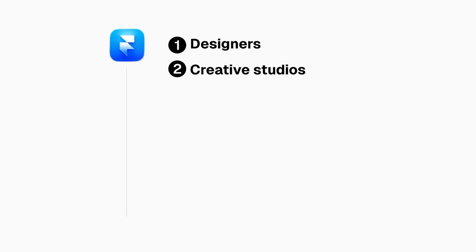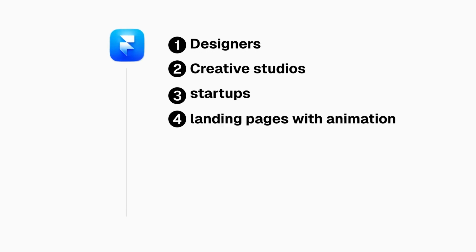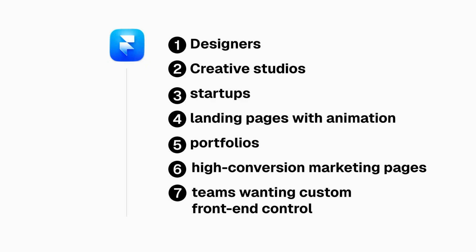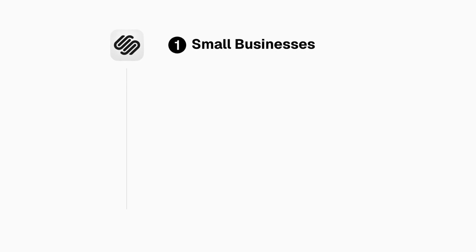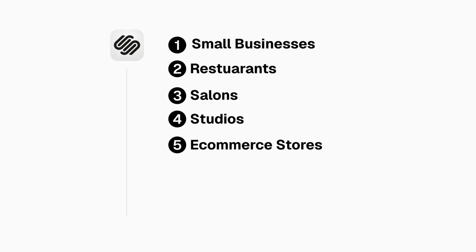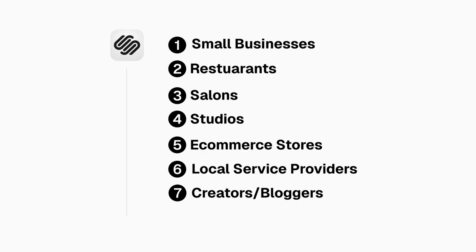Framer is perfect for designers, creative agencies, startups, landing pages that need animations, portfolios, high-conversion marketing pages, and teams that want a custom front end without coding. And on the other hand, Squarespace is perfect for small businesses, restaurants, salons, studios, e-commerce stores, local service providers, creators and bloggers, and anyone who wants an all-in-one solution.